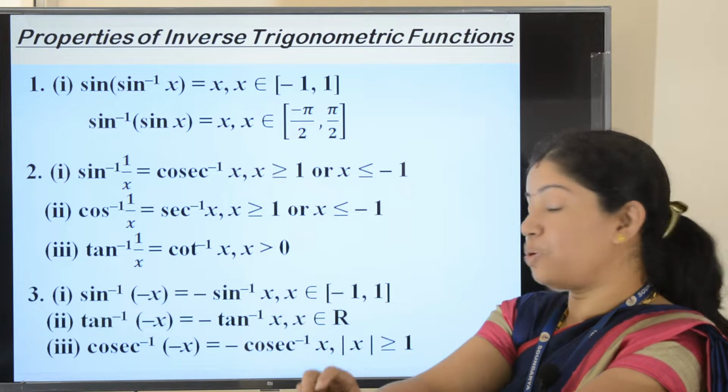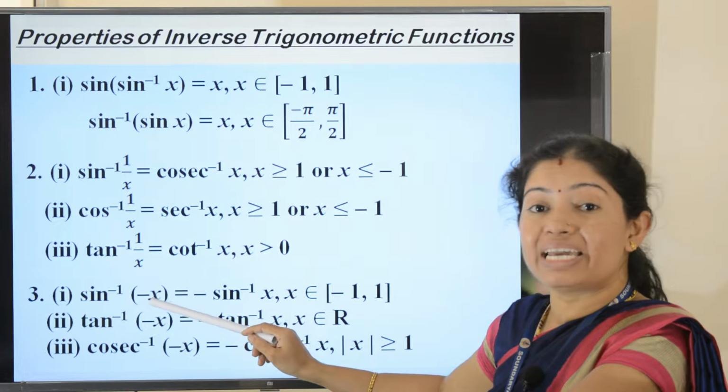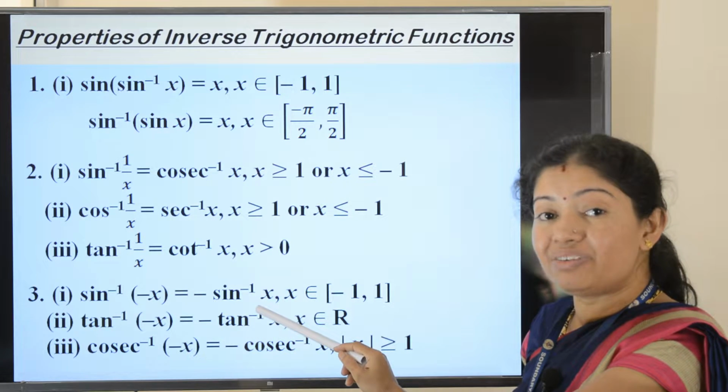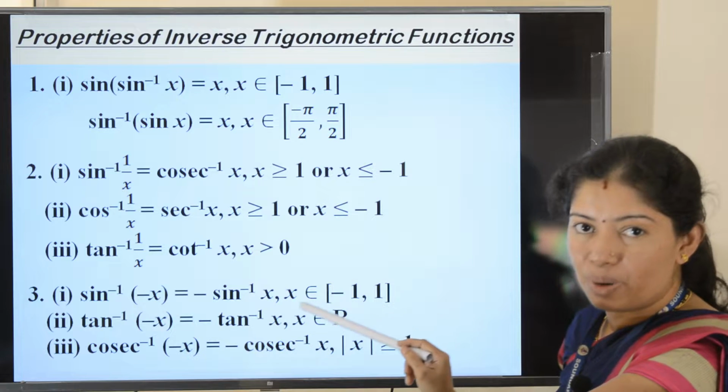Third one is tan inverse of 1 by x is equal to cot inverse of x, where x is strictly greater than 0. Next property, you have sin inverse of minus x is minus sin inverse of x, where x belongs to closed interval minus 1 comma 1.